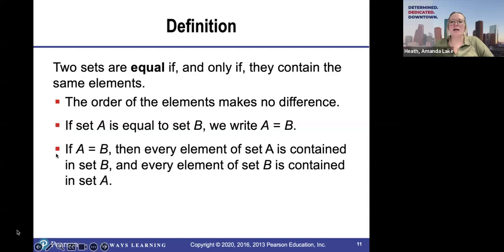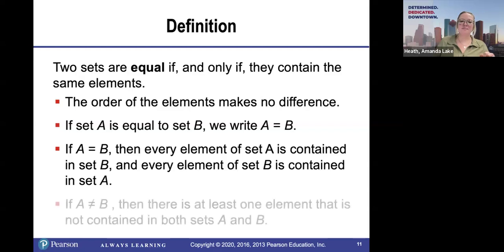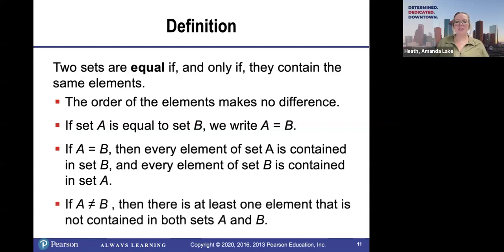And then we have this kind of nice way to think about set equality. If A is equal to B, then every element of the set A is contained in the set B, and every element of set B is contained in set A. And if they're not equal sets, then there's at least one element that's not contained in both sets A and B. So there would be something in A that's not in B, or something in B that's not in A.